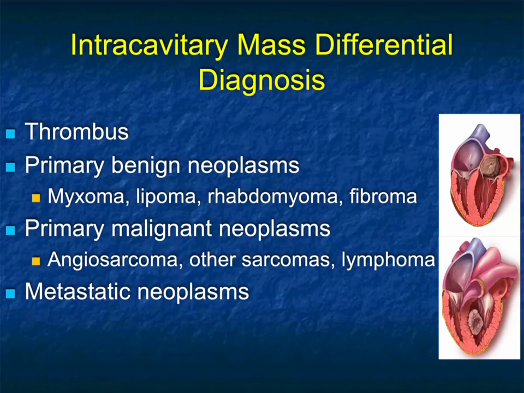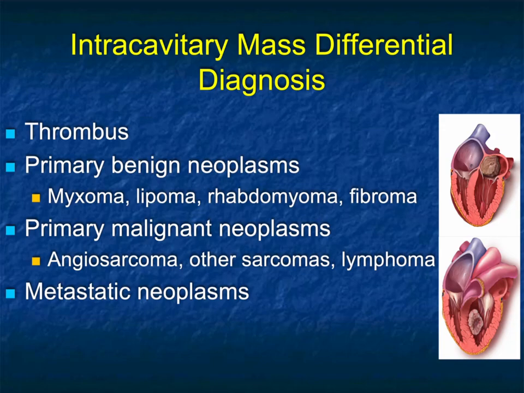Now, if I think about an intracavitary mass, not everything intracavitary, of course, is going to be a tumor. Probably the most common thing we see, particularly on the right side of the heart, is going to be a thrombus. Thrombus is associated with catheters being in place. Thrombus is associated with things such as patients with coagulopathies, just to mention a couple.